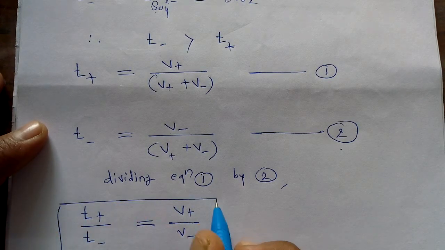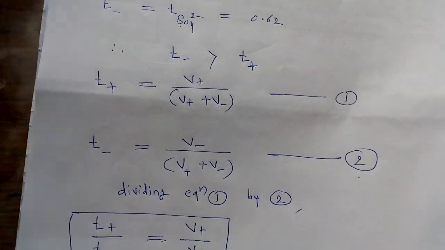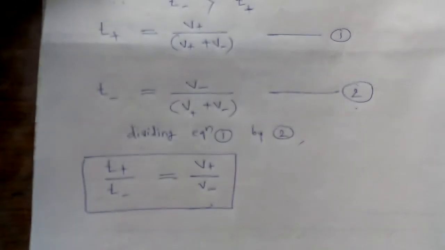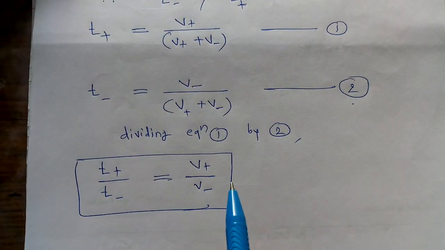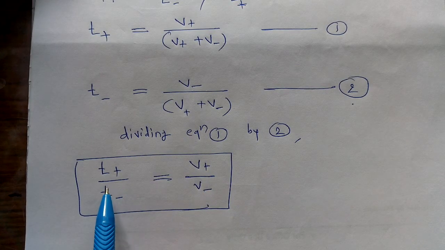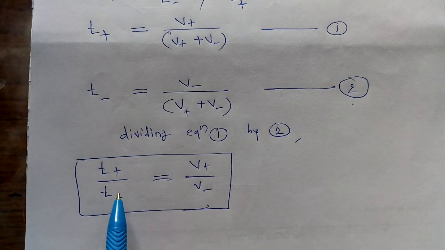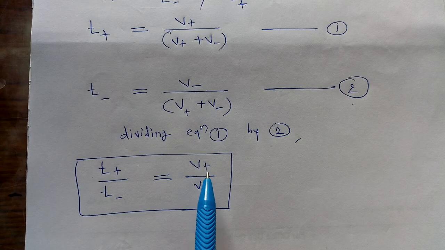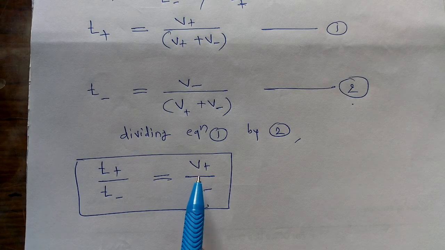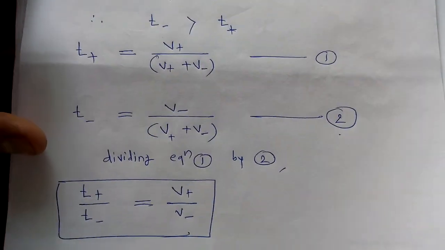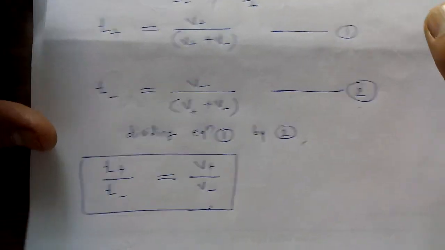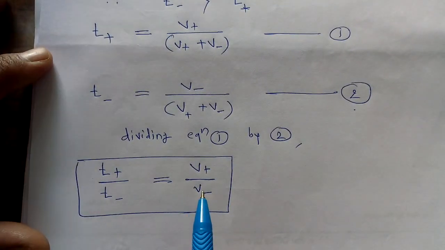So from this equation we can say that as far as the transport numbers of cations and anions are concerned, these are directly proportional to the absolute velocities of their ions. That means the transport number of cations is directly proportional to the absolute velocity of the cations, and the transport number of anions is directly proportional to the absolute velocity of the anions.